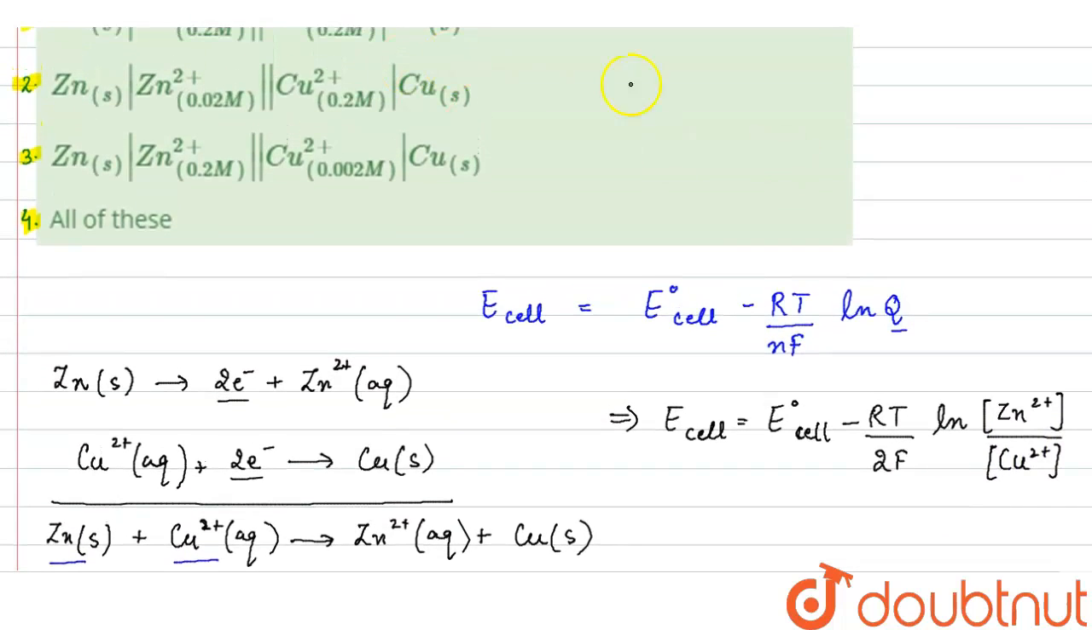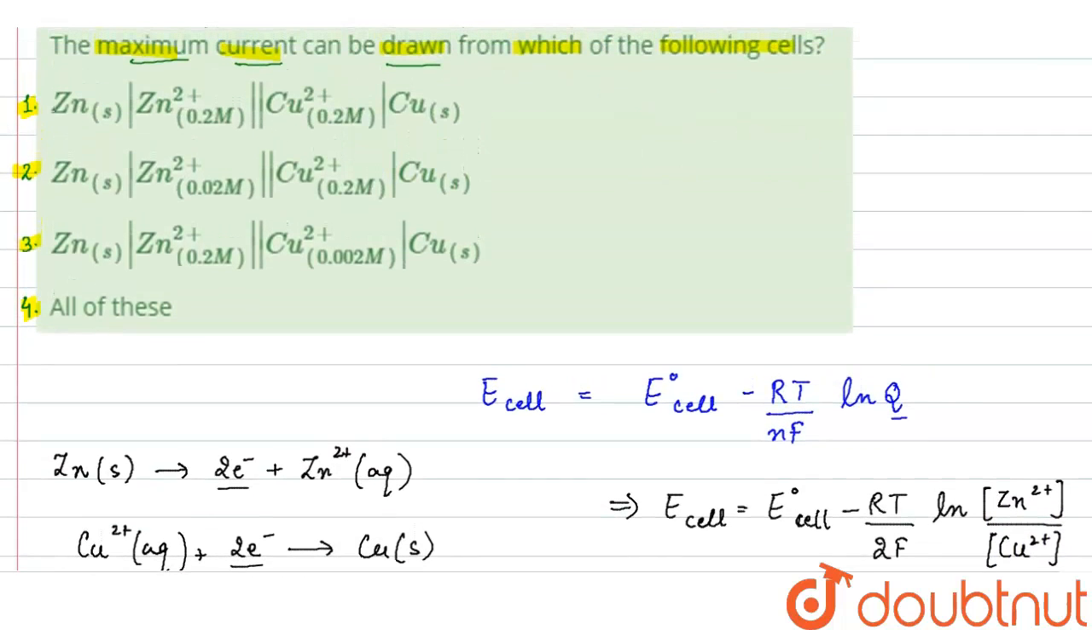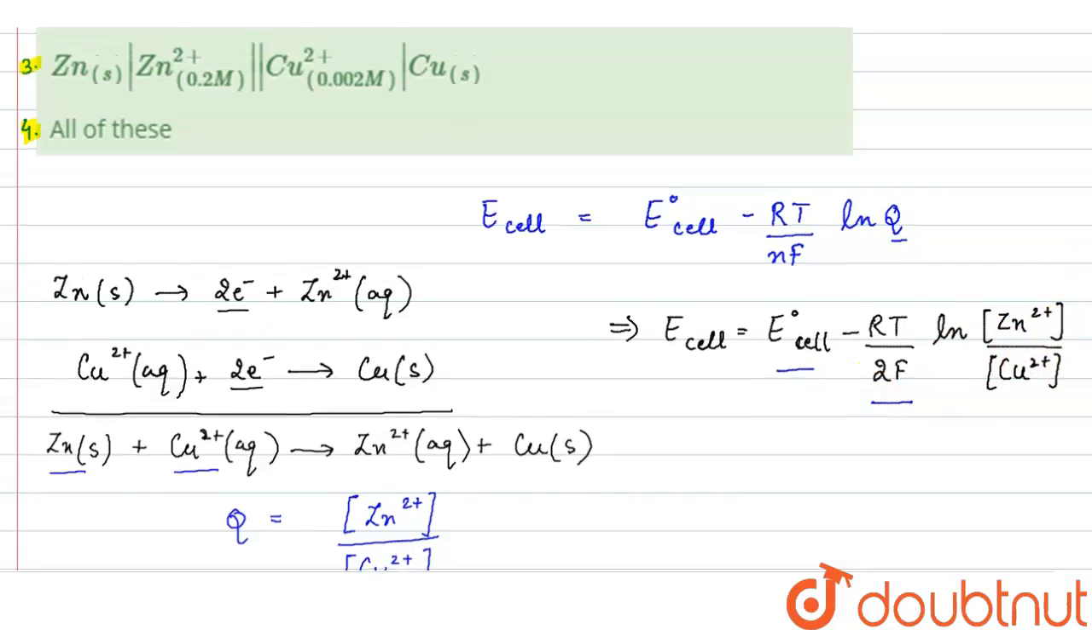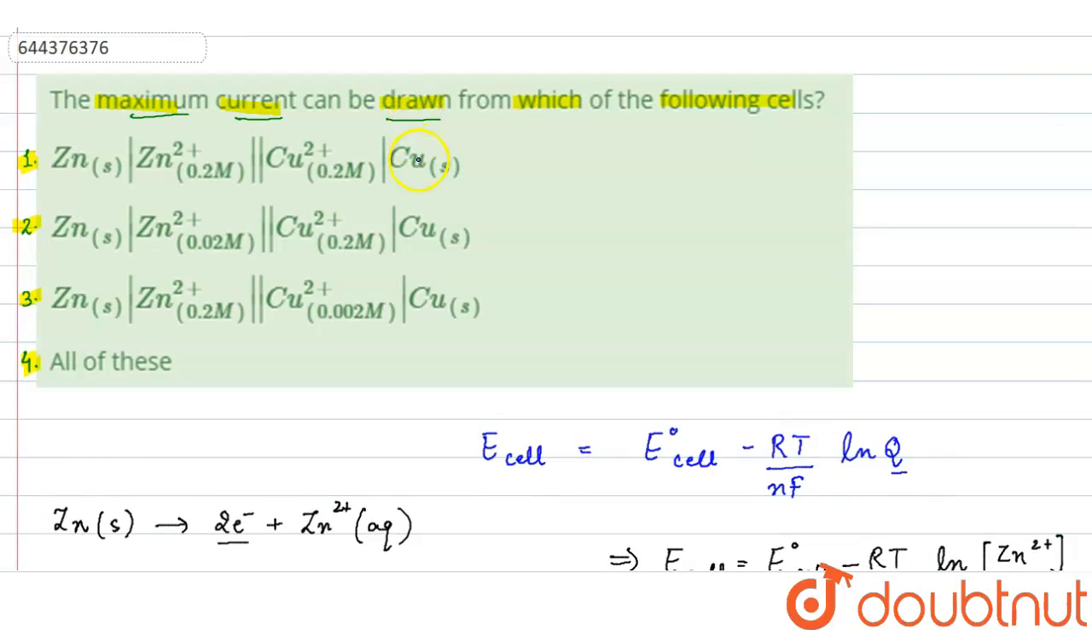Now if you look at the cells given here, all the cells are the same. In all the cells, zinc is getting oxidized and copper is getting reduced. Just the concentrations of Zn2+ and Cu2+ ions are different. So for this reaction, E naught cell will be the same, and RT by 2F will also be the same. Only the value of Q will change. So we will calculate the value of Q in these three cell equations.